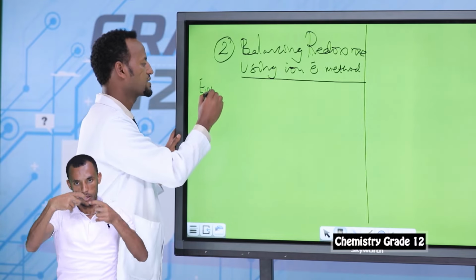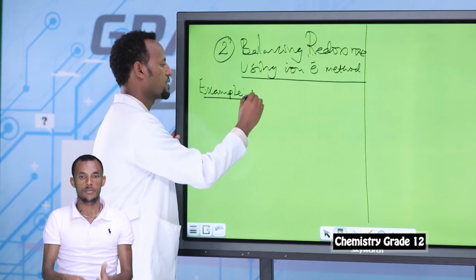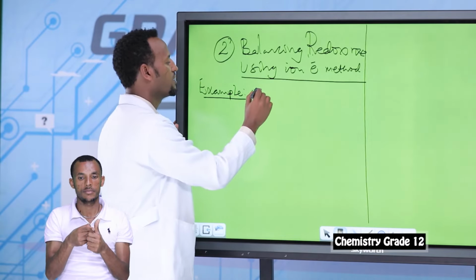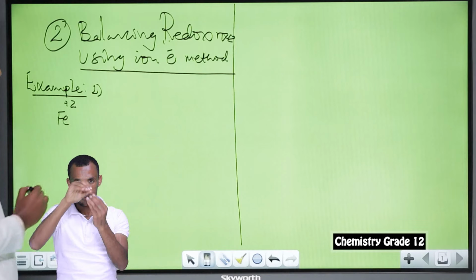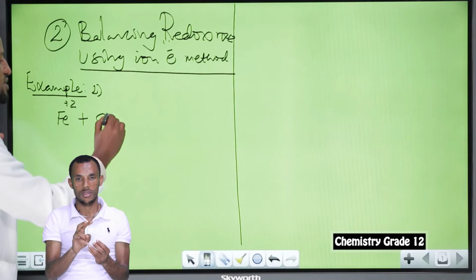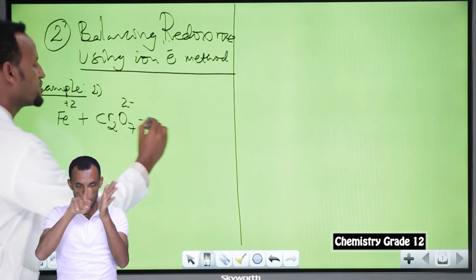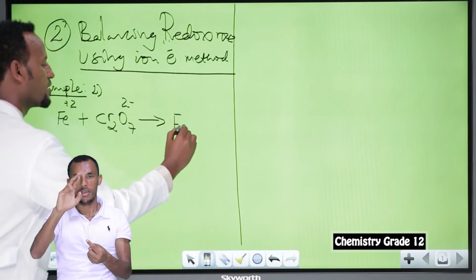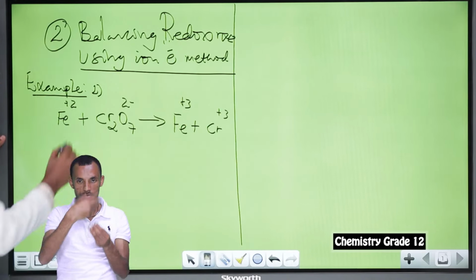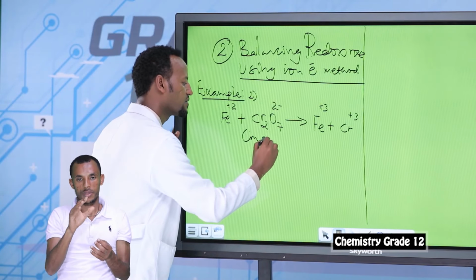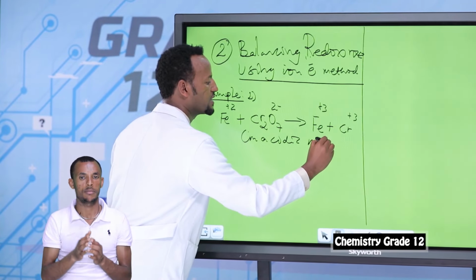Example 1. Fe2+ plus Cr2O7 2- converted into Fe3+ plus Cr3+ in acidic media.